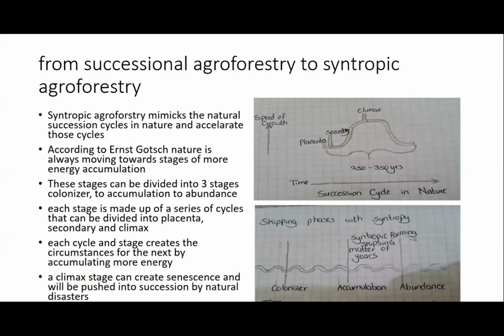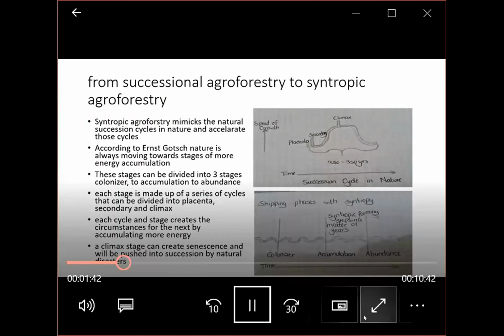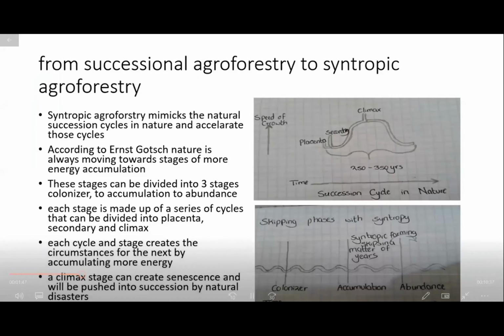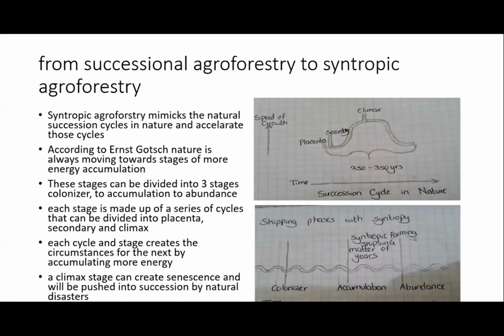You see there's a succession going on of ecosystems in time and space. Syntropic agroforestry mimics the natural succession cycles in nature and accelerates those cycles. It's very important to understand. Nature has been divided in time sequences that move towards a certain direction, from the state of entropy to a state of abundance, from a colonizing state to a state of abundance, and in between there's a state of accumulation.